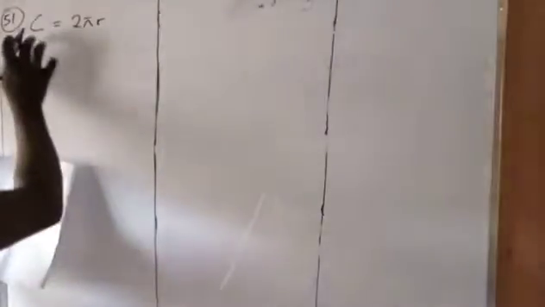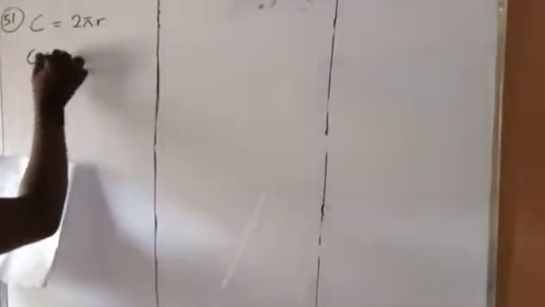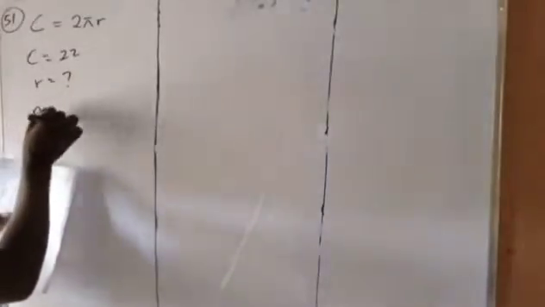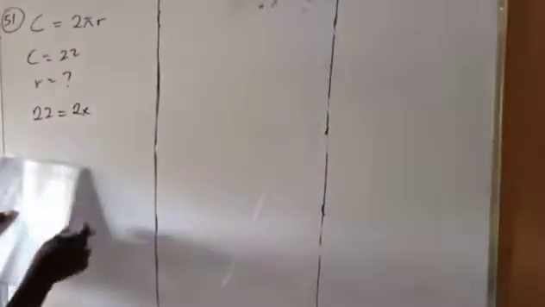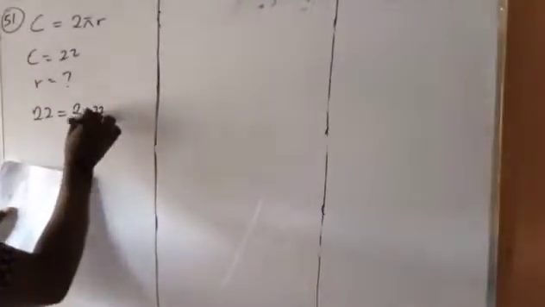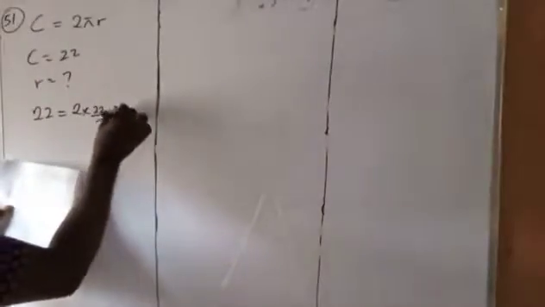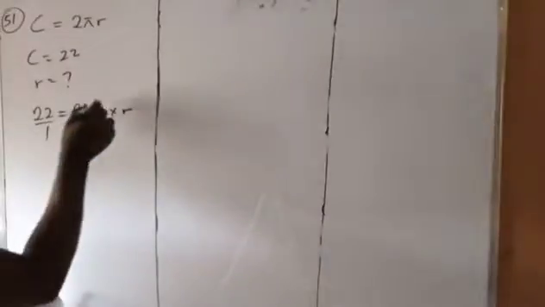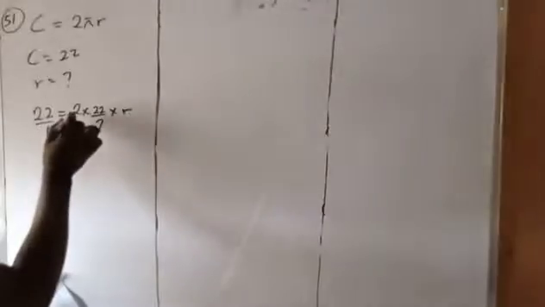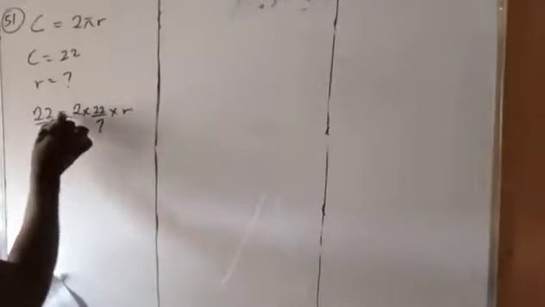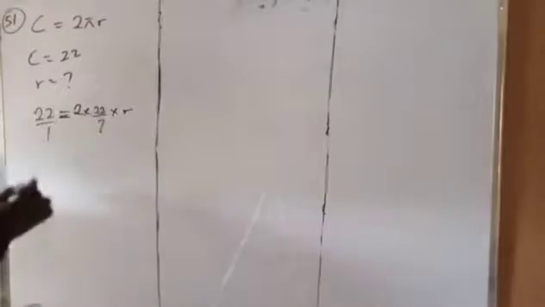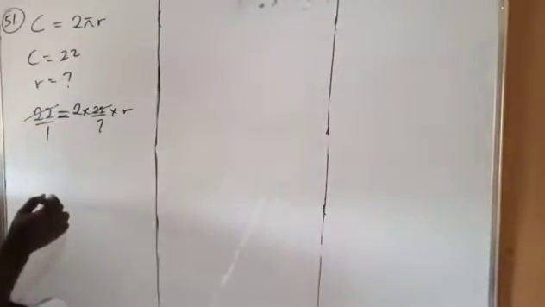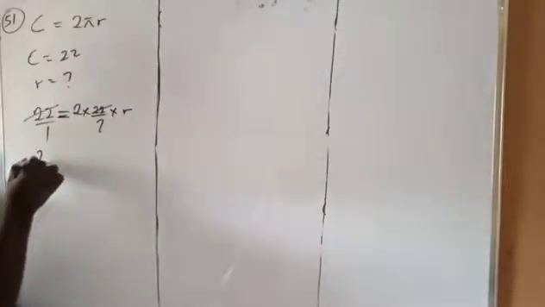We're given the circumference. C is 22. So we're looking for what? The radius. So that means 22 equals 2 times pi, which is 22 over 7, times the radius that we're looking for. To make this easier, when you have an equals sign, this 22 can divide this 22. So in that case, we then have 2r left here.